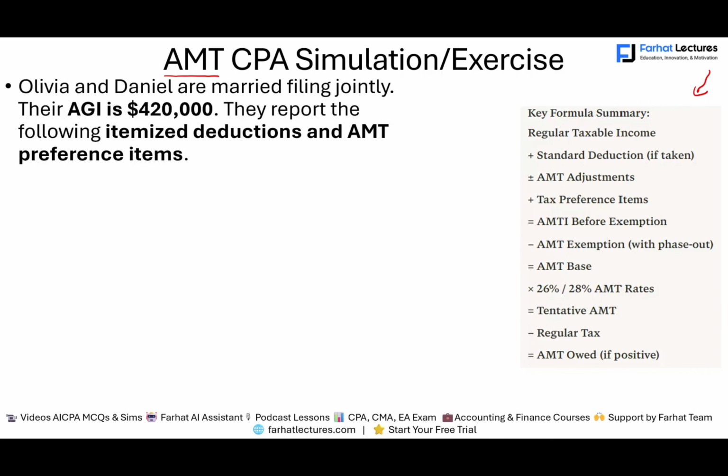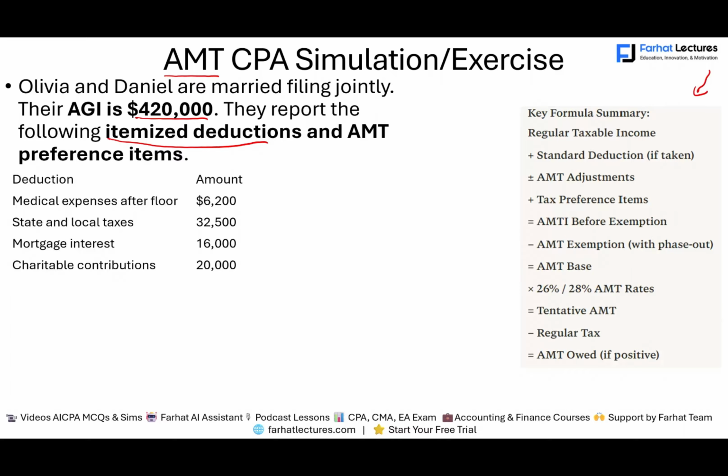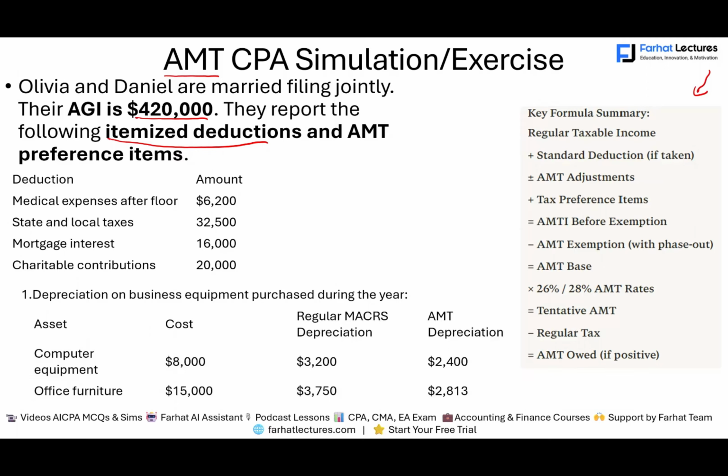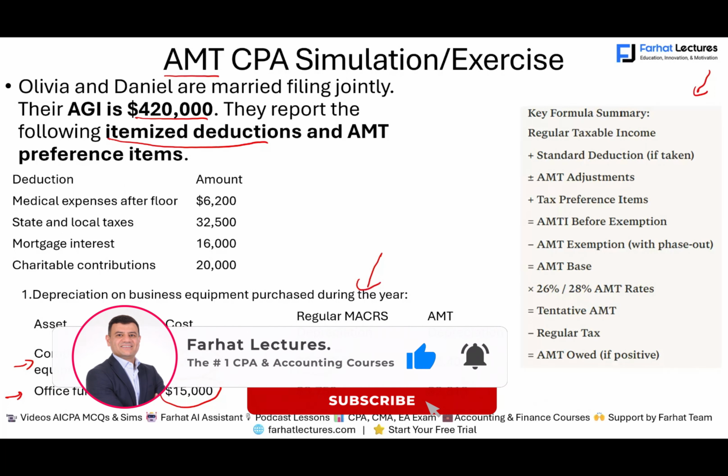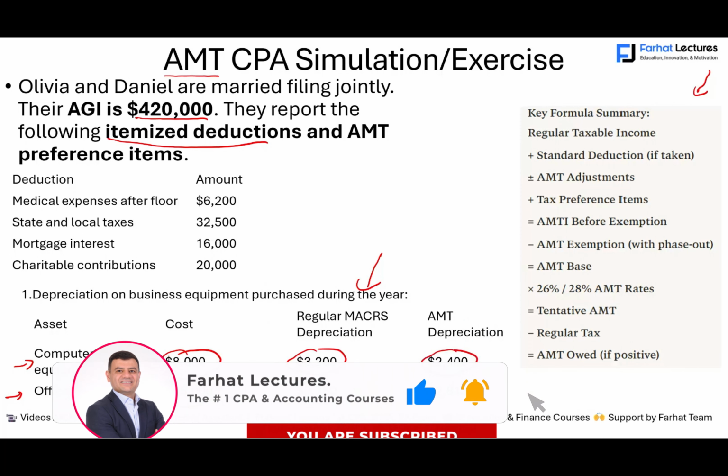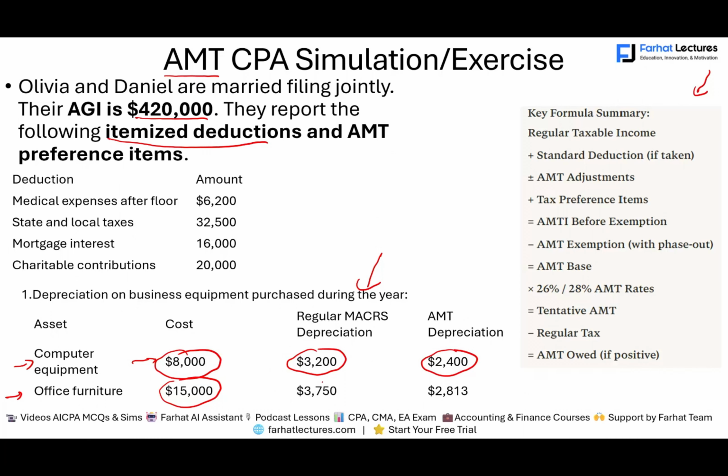So we have Olivia and Daniel, married filing jointly. Their adjusted gross income is $420,000, and they reported the following itemized deductions and AMT preference items. These are their itemized deductions from their Schedule A. For depreciation, they have a business with computer equipment and office furniture. The cost is $15,000 for the office furniture and $5,000 for the computer. Regular MACRS depreciation is $3,200, AMT depreciation $2,400. For the office furniture, the MACRS depreciation is $3,750 and the AMT depreciation is $2,813.